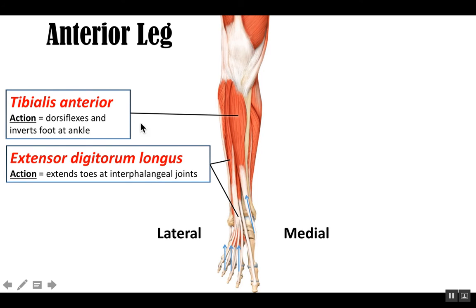There's another muscle called the extensor digitorum longus. There's also a brevis, but the longus is going to go into the digits, the toes, and extend them. Extending your toes is straightening them out. Flexing your toes is curling them under.